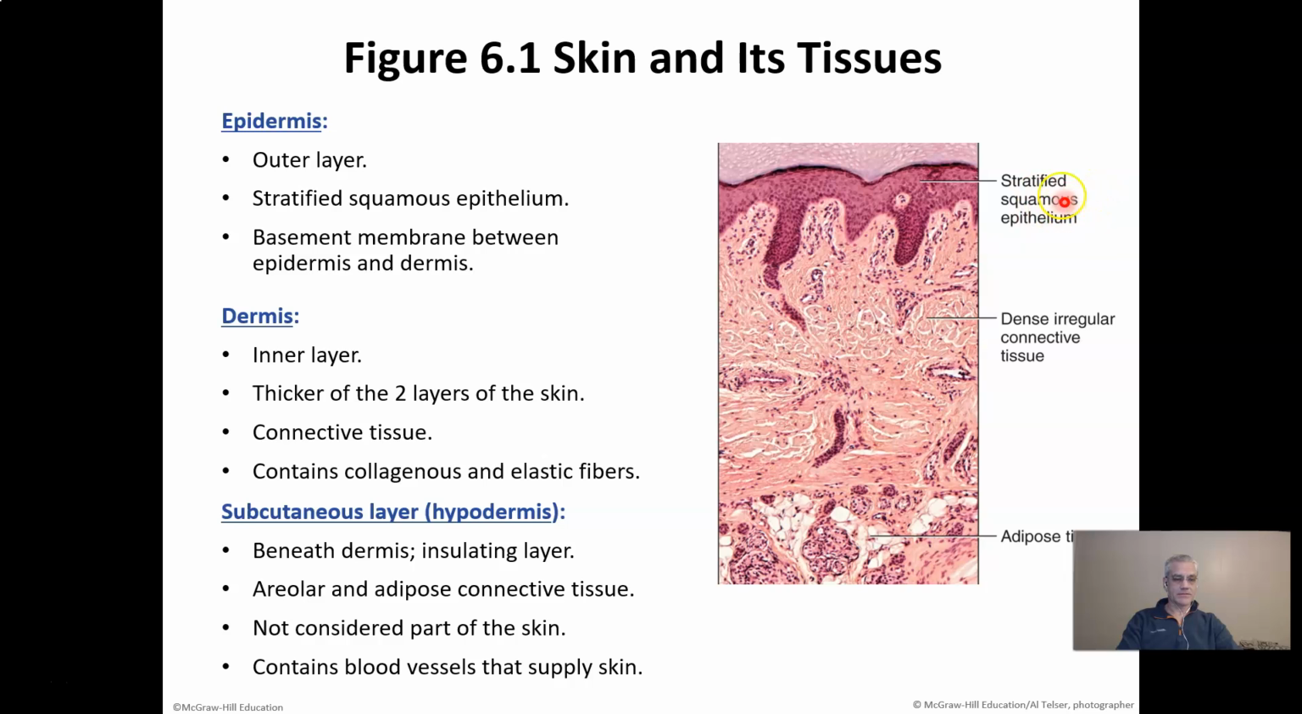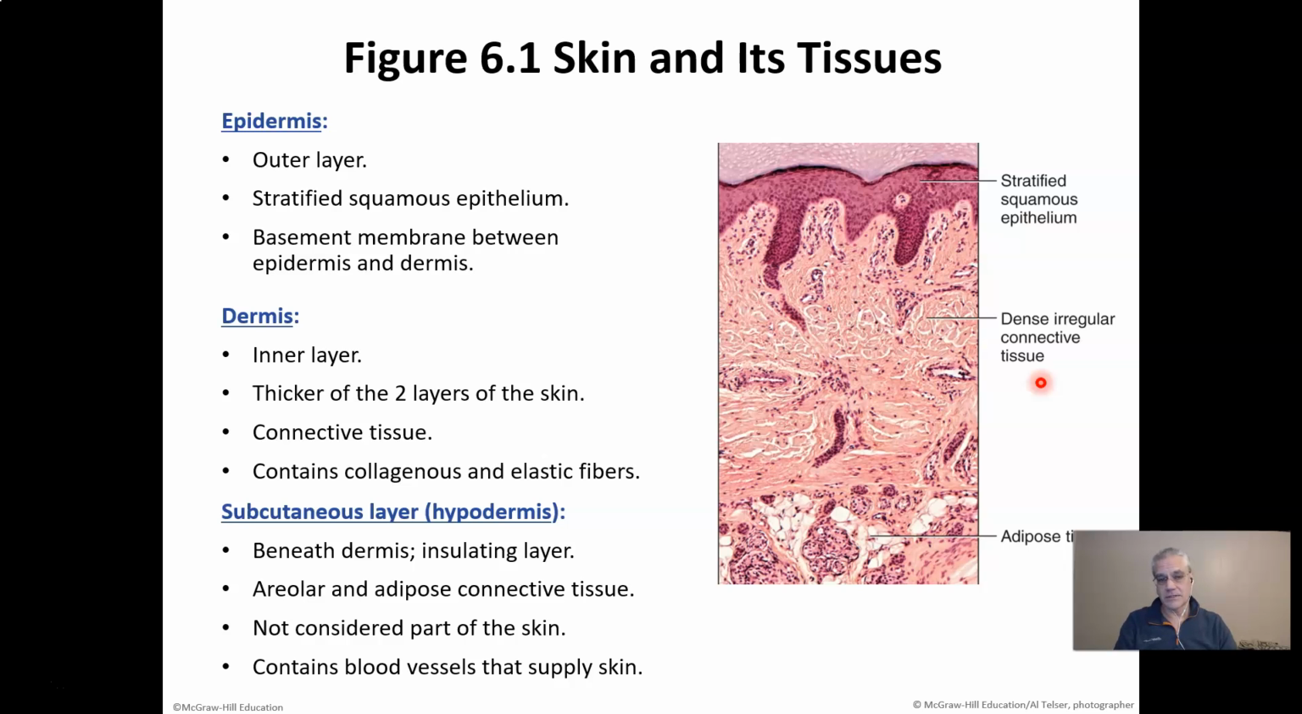So that's the outer part here. So here's stratified squamous epithelium. And then the dermal layer has 2 layers to it. And those 2 layers are, of course, mostly connective tissue. A lot of it is dense, irregular connective tissue. Dense meaning that it's pretty strong. Irregular meaning it's not a very straight, strong, linear structure, like a tendon or a ligament. Those are regular connective tissue that have a directionality to the fibers.